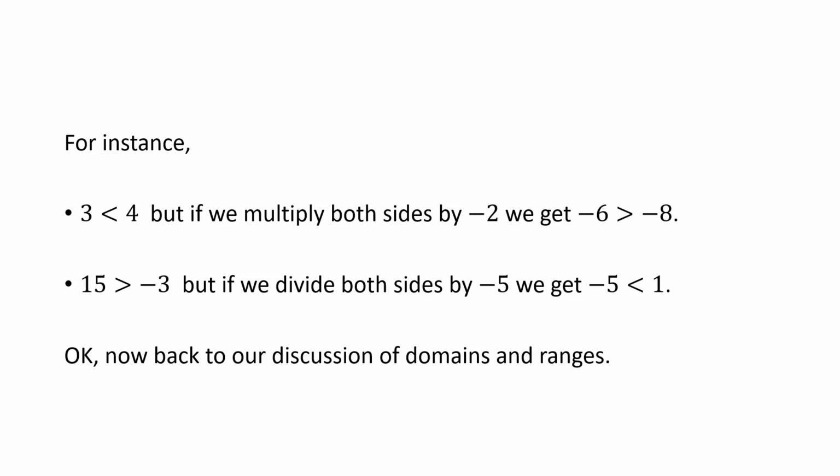For instance, 3 is less than 4, but if we multiply both sides by -2, we get -6 is greater than -8. 15 is greater than -3, but if we divide both sides by -5, we get -5 is less than 1.